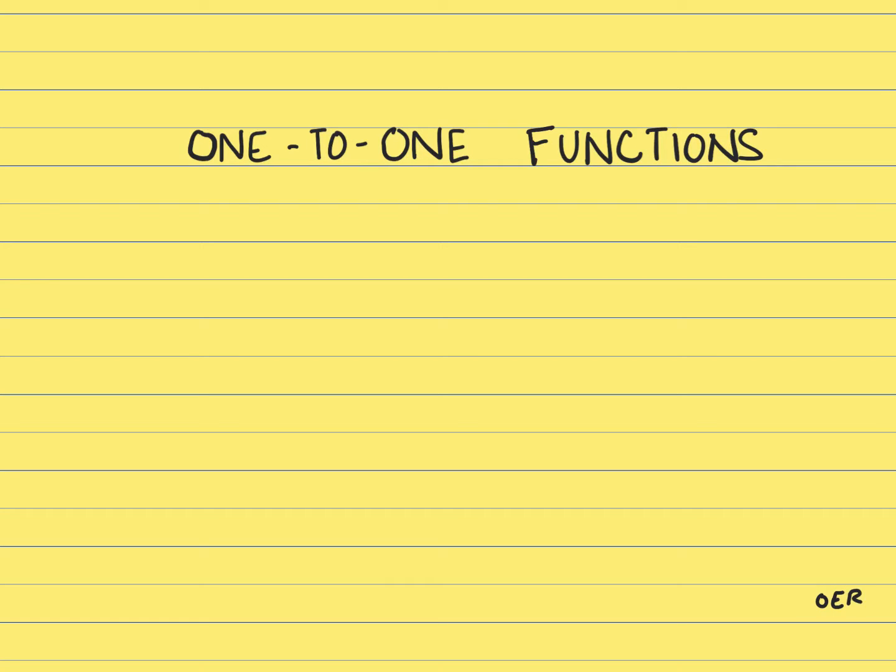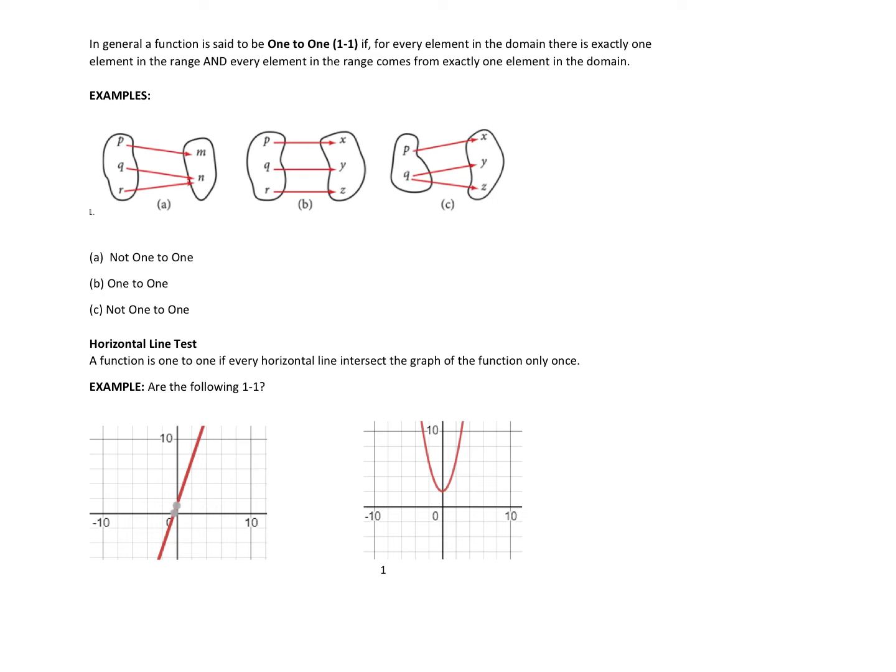This video is a brief introduction to one-to-one functions. In general, a function is said to be one-to-one if for every element in the domain there is exactly one element in the range, and every element in the range comes from exactly one element in the domain.